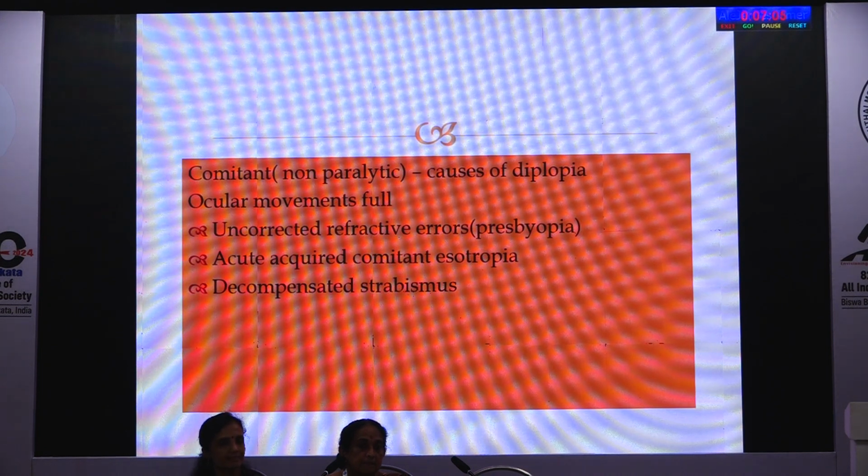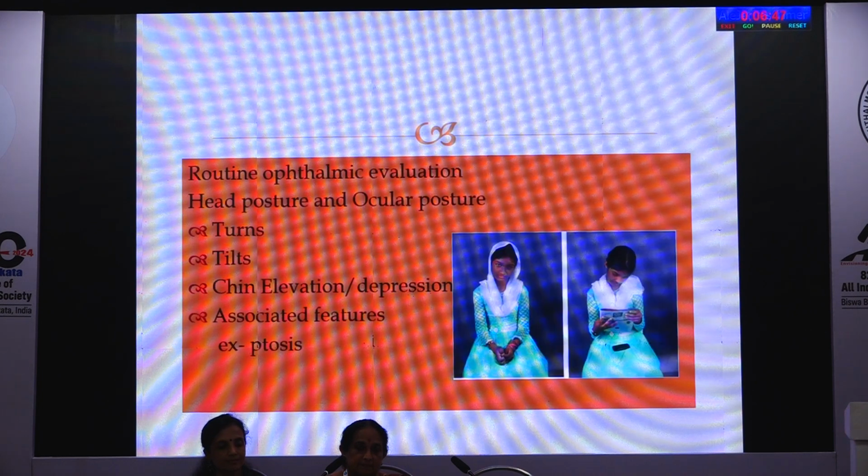And also the acute acquired comitant esotropias, which have become so rampant in the COVID times because of increased screen time, so you have to rule that out. And decompensated strabismus also, especially intermittent exotropias, where they can come with double vision even at an older age.